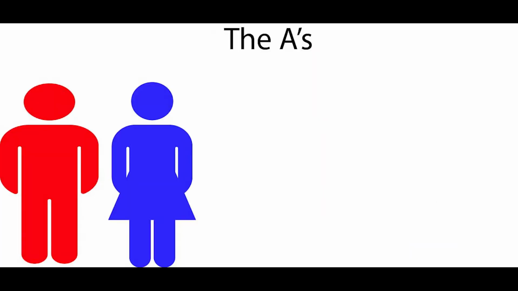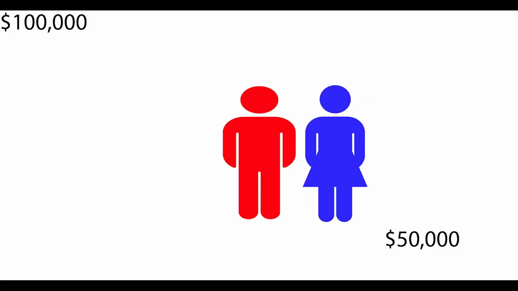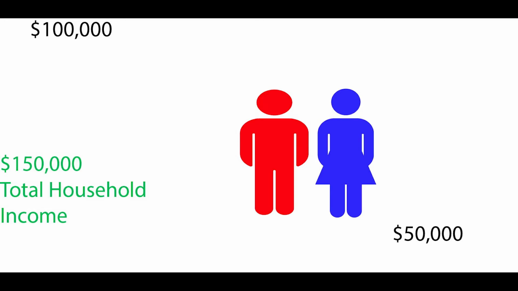Okay, now let's go to our favorite family, the A's, and let's look at what it looks like on a household level. So we have the red man here, Mr. A. He has a career where he earns a salary of $100,000 per year. His wife, Mrs. A, is working part-time and earning about $50,000 annually. Their shared income amount per household is $150,000.